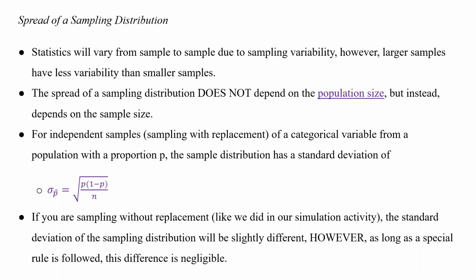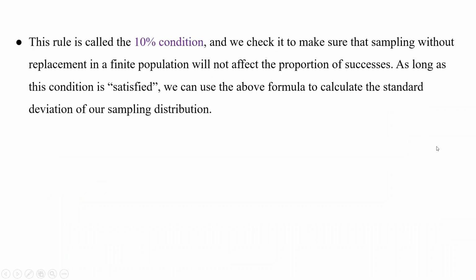However, we have a rule. And as long as this rule is followed, the difference is negligible, meaning we're going to use this formula on the screen when we sample without replacement as long as this condition is satisfied. Now, before I show you this condition and call it what it is, note that this condition is unique to AP statistics and basic statistics in general. It's not the end-all be-all rule, but it's just a guideline that we follow here in class. This rule is called the 10% condition.